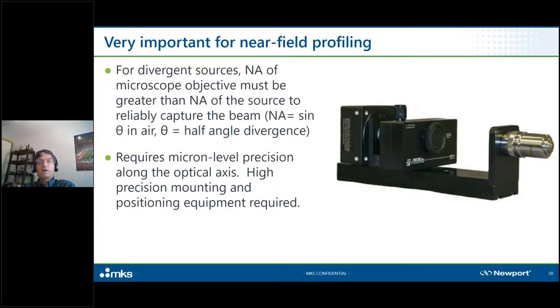If there's any deviation from that, because you have a fairly fast expanding beam, you will be imaging something that's not quite at the near field, and you won't get the true near field profile results. So that's something that you also need to be aware of, is that this type of apparatus typically requires a fairly high level of precision and stability.